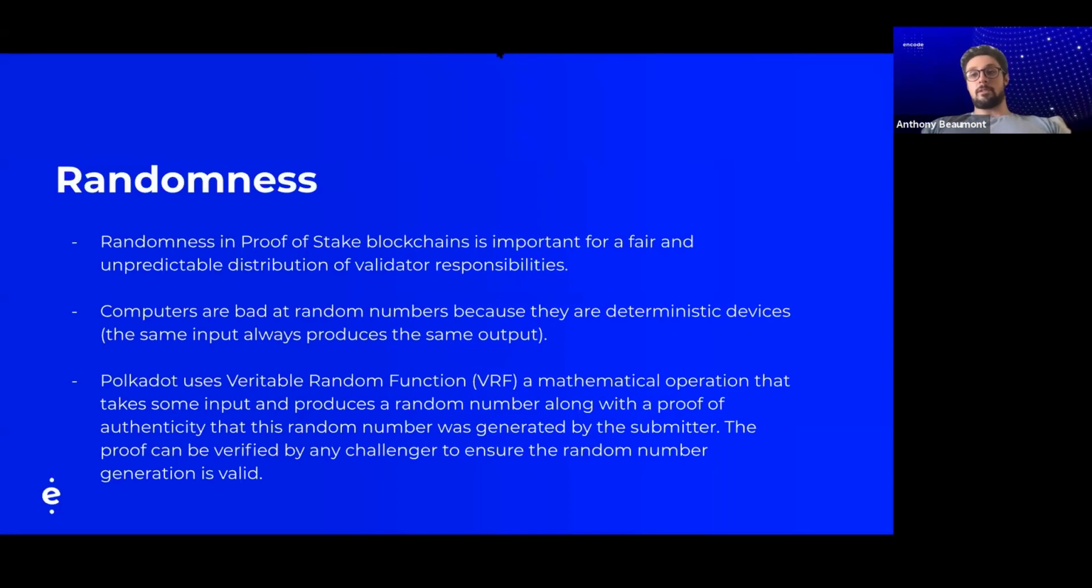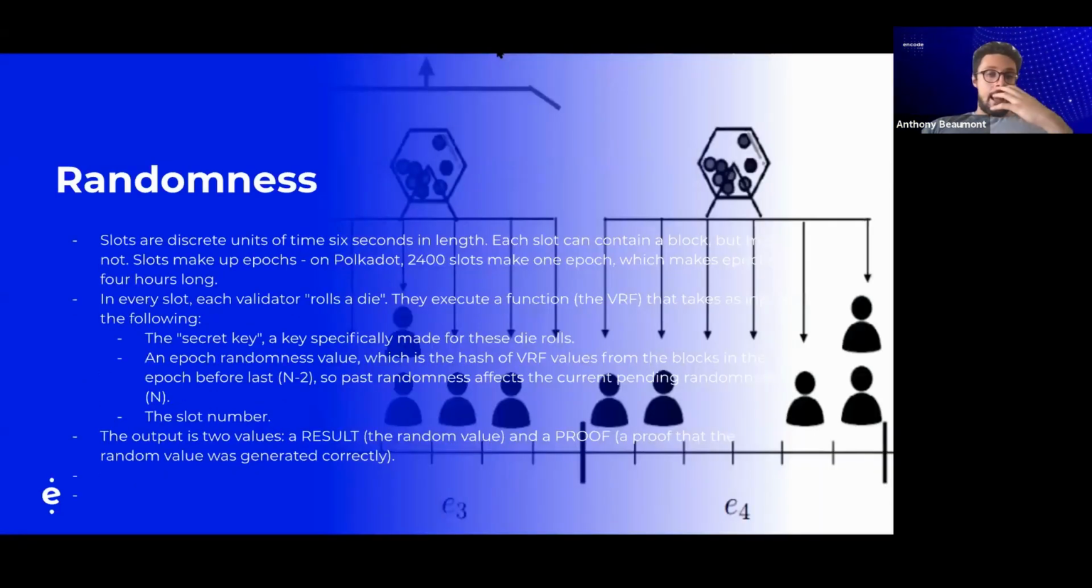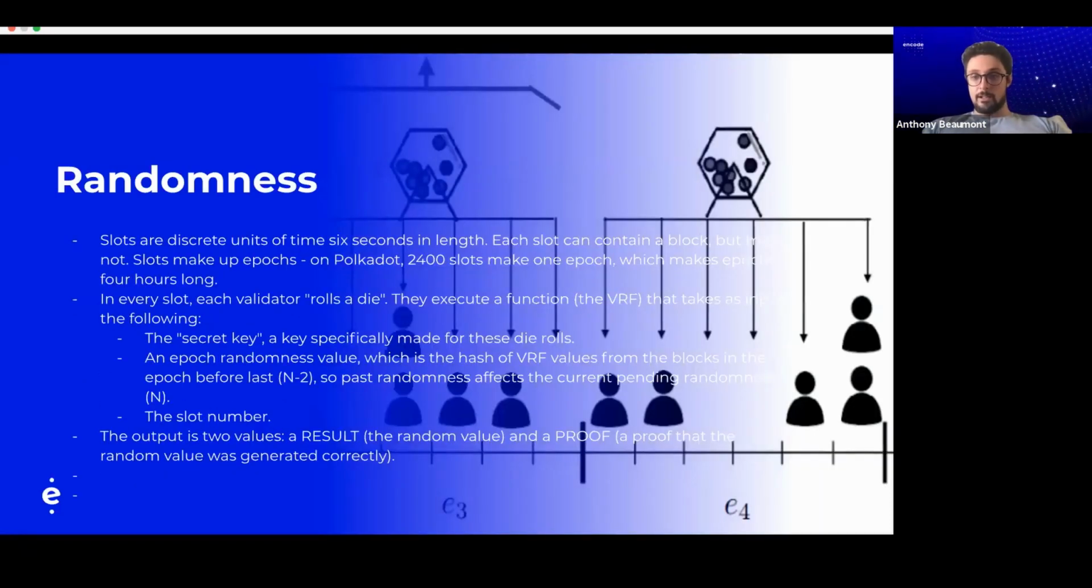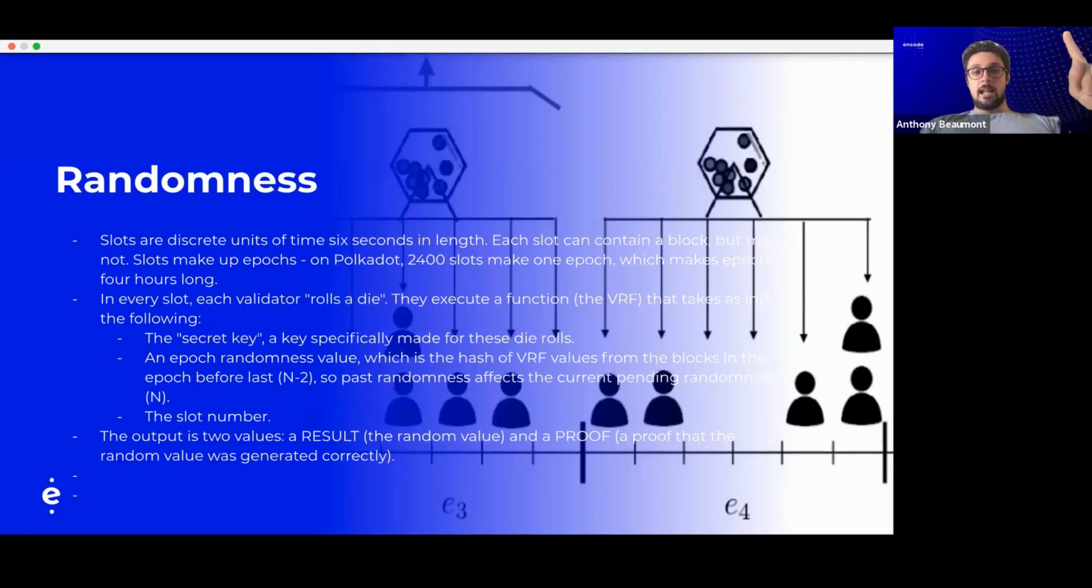So that if anyone wants to challenge that, they can see this. And this is a terrible slide because no one can actually see it, but I can see it, so I can read it. It takes slots, which we talked about, that are 6 seconds long, and each slot contains a block, or might not. Slots make up these things called epochs on Polkadot, and 2400 slots makes one epoch. So an epoch is about 4 hours long.